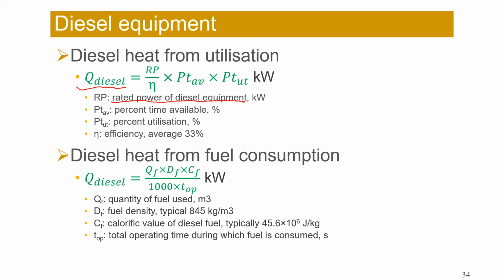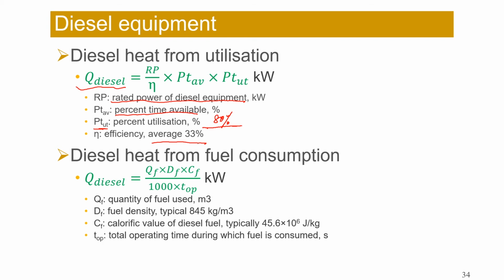For diesel machinery, we can calculate the heat from utilization. In this equation, RP is the rated power of diesel equipment. PTAV is the percent time available. PTUT is percent utilization, that's the load over the maximum load. For example, a truck can be 80% loaded. And eta is the efficiency. For diesel equipment, the efficiency is normally 33%.